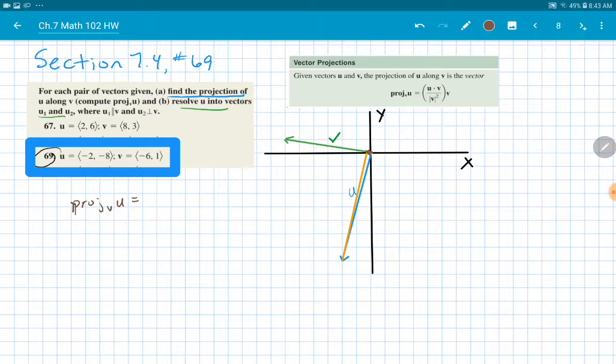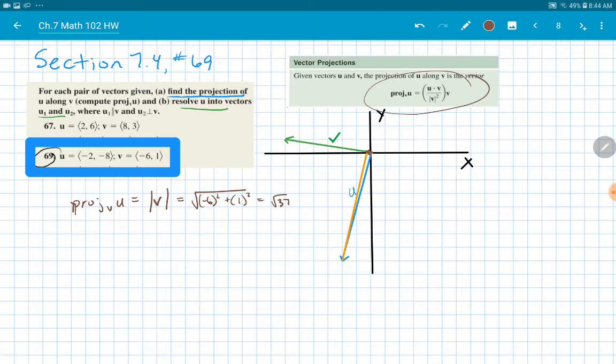And I can find that with this formula right here. You can see with the formula, I don't really have to draw the picture, but I like to have the picture because then I have an idea of what's going on and what to expect. But I can just plug in the numbers. So for v, I need to get the magnitude of v for the denominator. So that is the square root of -6 squared plus 1 squared, which gives me the square root of 37.